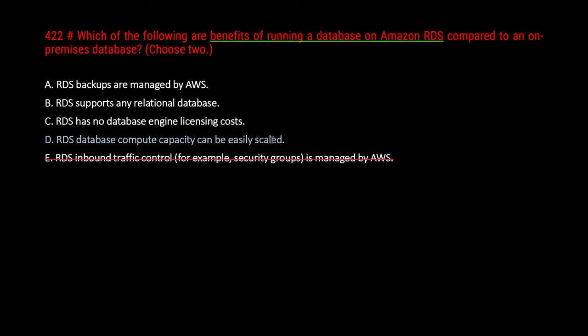RDS database compute capacity can be easily scaled. Yes, it can be. You can scale the capacity, you can scale the storage as well. Whereas on-premise, you cannot do that. I mean, you can do it, but it is not easy. RDS has no database engine license. That is wrong. Whether it is on-premise or cloud, like Amazon, you need to buy your database engine license.